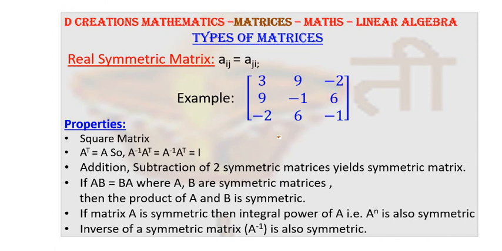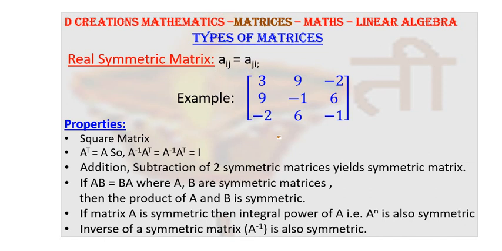Let us look at some basic types of matrices. In earlier episodes, we have looked at scalar matrix, identity matrix, which are basically subtypes of a square matrix. Right now, let us look at symmetric matrix. So, a real valued square matrix such that the condition Aij is equal to Aji is followed.